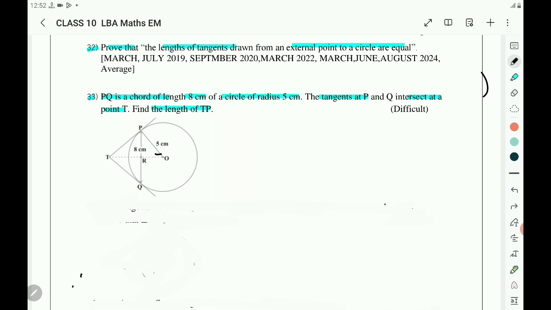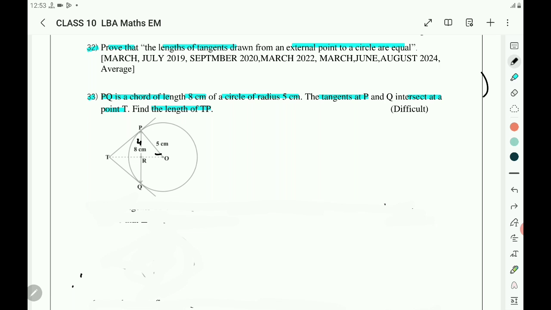By using this concept, you can consider triangle PRO as a right angle triangle and apply the Pythagoras theorem to find RO. One more thing you know is that the point R is perpendicular to PQ and also it bisects PQ. So these are 4 centimeter and 4 centimeter, and in the right angle triangle PRO apply the Pythagoras theorem and get the measurement of this RO.